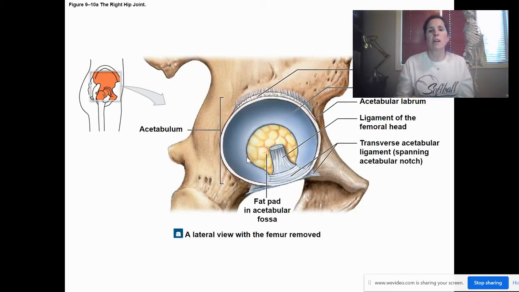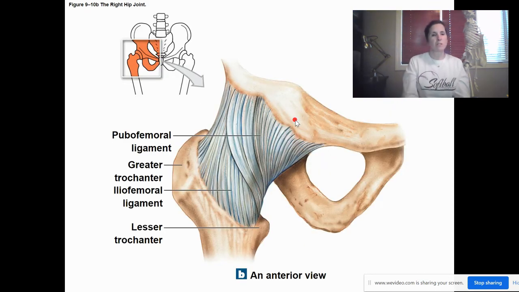So this is a lateral view. This is your acetabulum right here. This is going to be right here, the acetabular labrum. This is going to be the cavity, full of articular cartilage. And let's look at some of these ligaments.